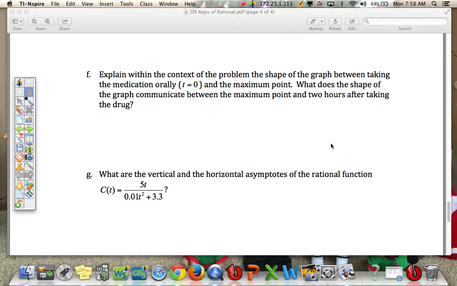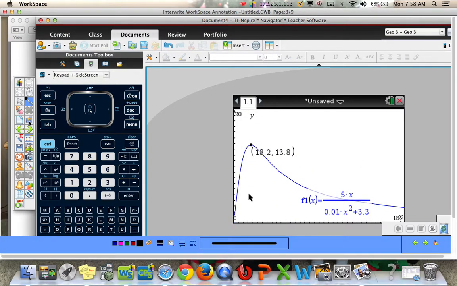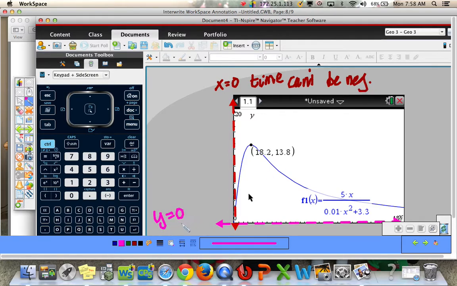What are the vertical and horizontal asymptotes of the function? Okay, so the horizontal asymptote, let's do a color, dash lines. The horizontal asymptote would be 0. You can't have negative blood in your bloodstream. And the vertical asymptote would also be 0, and we should write them in. This would be x equals 0 because x is time. Time can't be negative. And the same thing for y equals 0. The amount of drug in your bloodstream can't be negative.